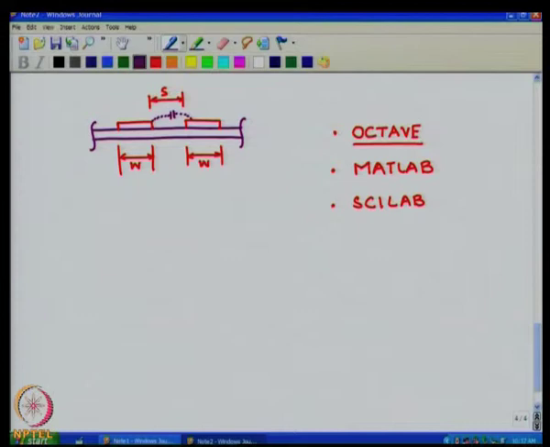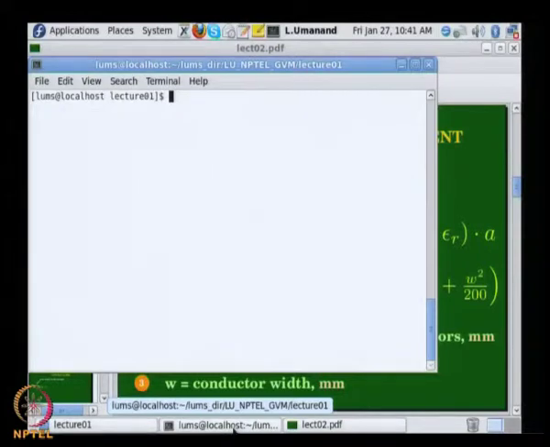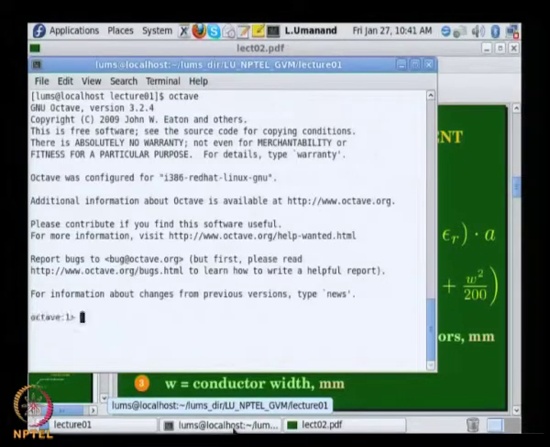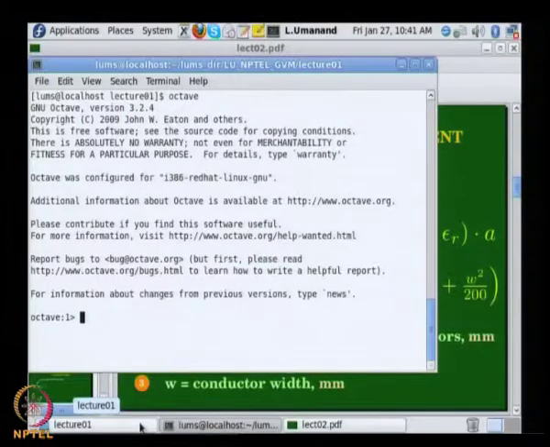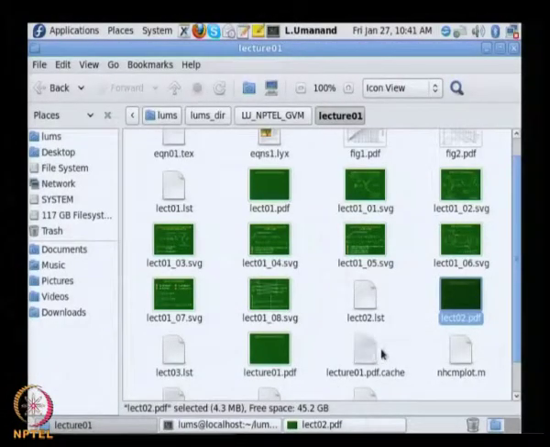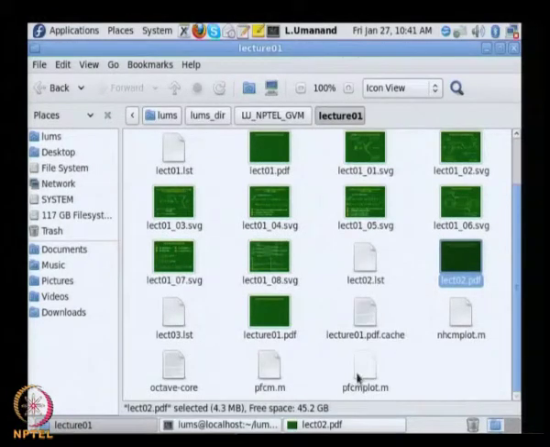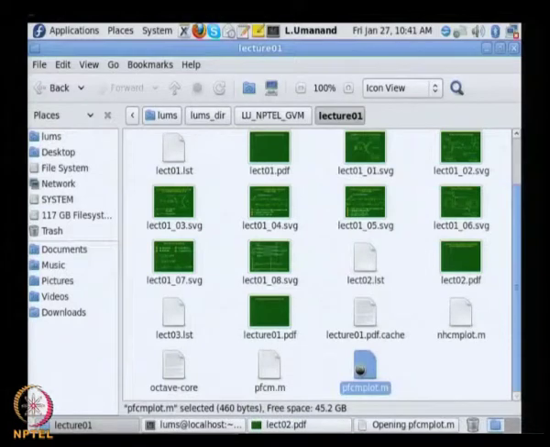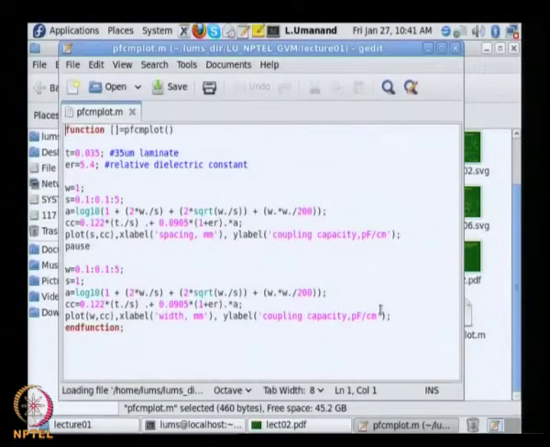So, let me take up a terminal window. Now, on the terminal window, let me go to the Octave environment, and you are there right now in the Octave environment and you are ready to execute a program. Now, before executing the program, I would like to show you what is inside this particular function. This is a simple script file. Basically, it is the same equation that I just put a few moments ago.